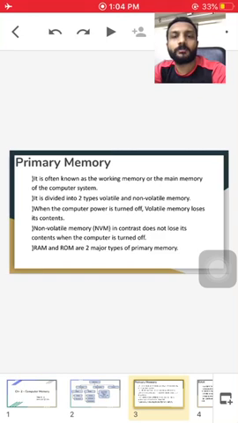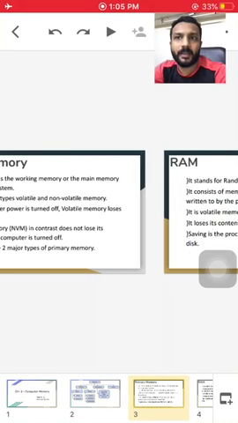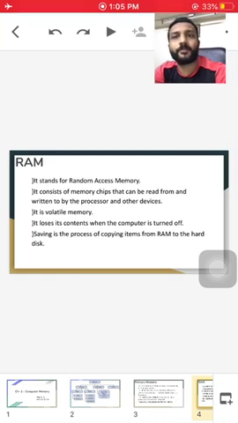So what is RAM? RAM stands for random access memory. It contains a memory chip that can be read from and written to by the processor and other devices. So in RAM you can both read and write. Third, it's a volatile memory. It loses its content when the computer is turned off. Like I've told you, if you don't save your content in the RAM, your content is lost. Whatever you have done is gone.